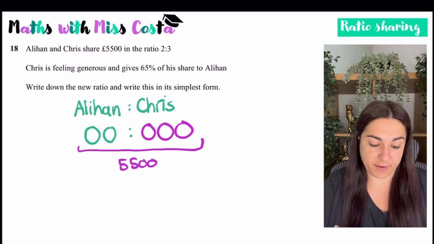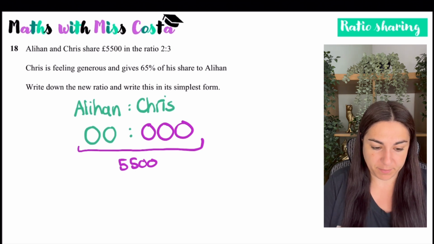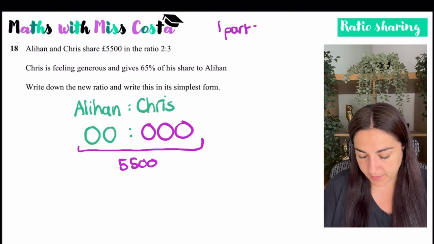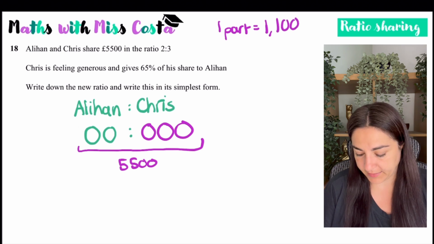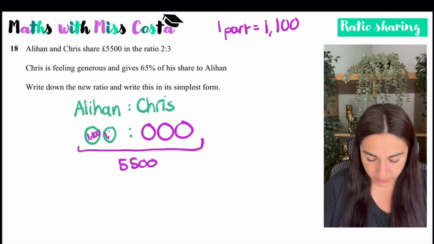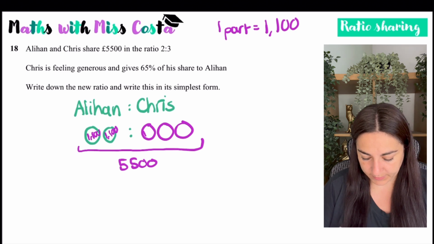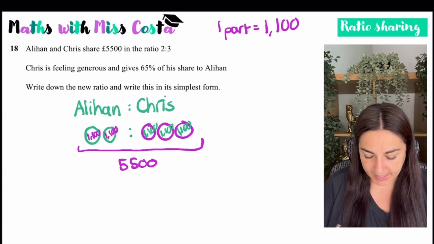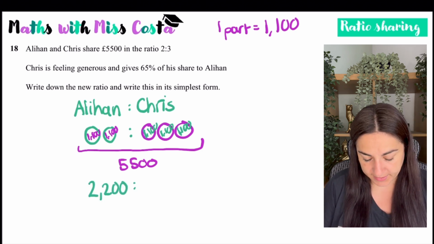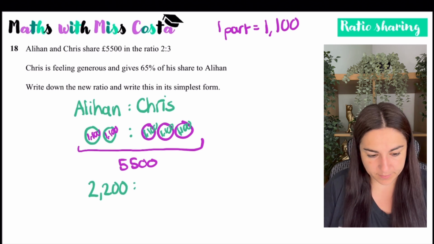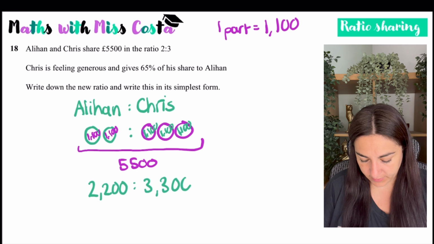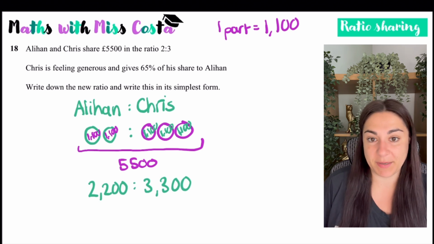So if I did 5,500 divided by 5, that tells me that 1 part must equal 1,100. So this is 1,100, this is 1,100, this is 1,100, and so forth. So I can use that to work out how much they get. Alahan initially must get 1,100 times 2, which is 2,200. And then 1,100 times 3 is going to be 3,300. So that's how much they've split their money into.